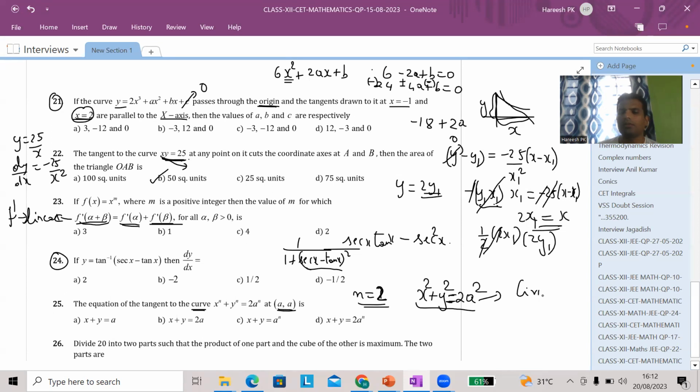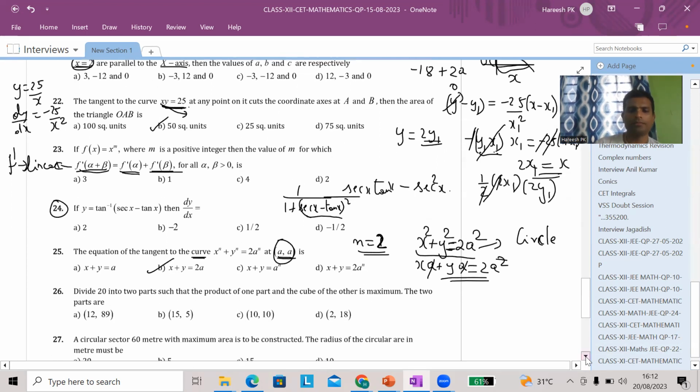So for a circle, how to find the equation of tangent at a comma a? Replace x square with xx1. So xa plus ya is equal to 2a square. So the a gets cancelled. The equation of tangent is x plus y is equal to 2a. That is the equation of tangent.